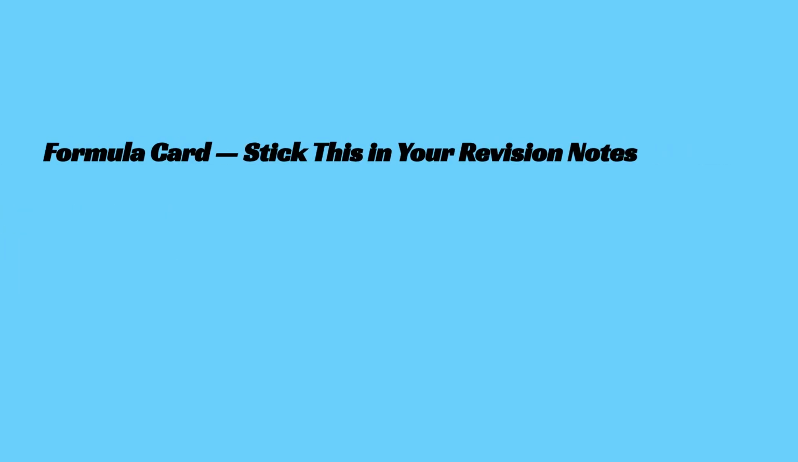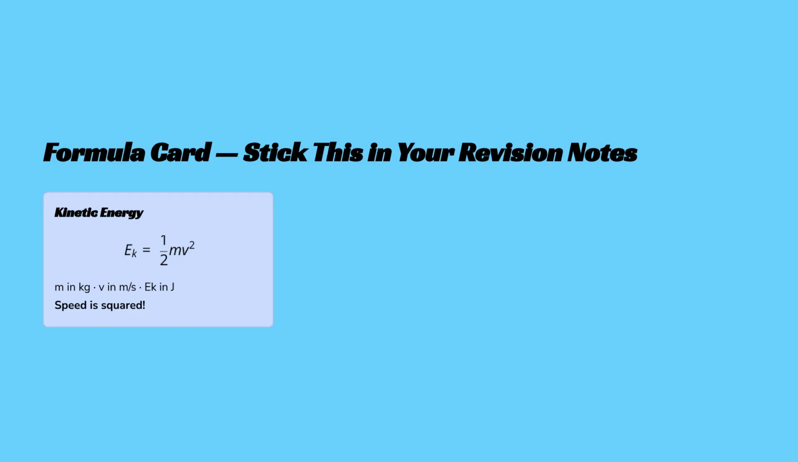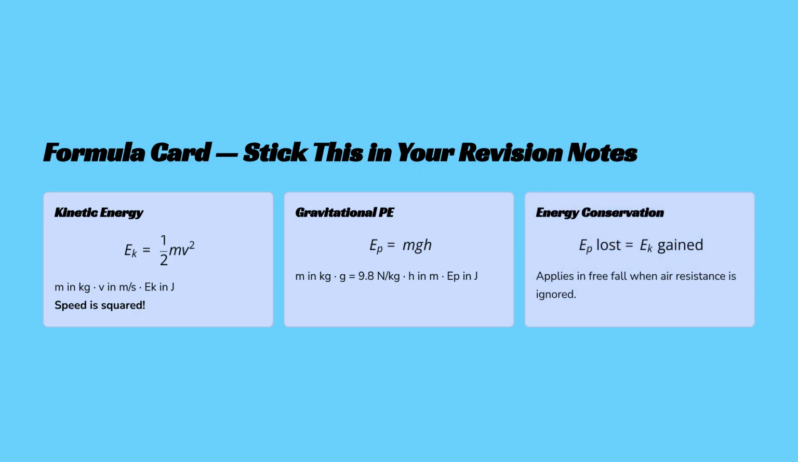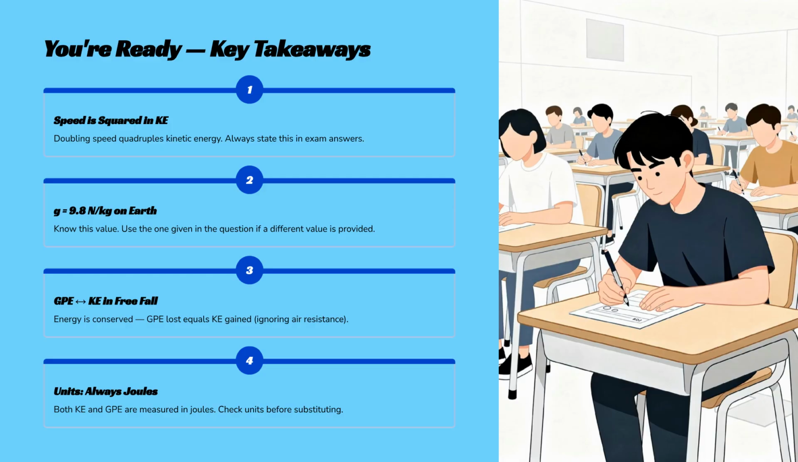Keep this formula card handy for your revision. Remember, in the kinetic energy equation, speed is squared. For GPE, use 9.8 for gravity on Earth. And remember that these conservation laws assume no energy is lost. To wrap up, remember these key takeaways. Speed is squared for KE, G is 9.8 on Earth, energy is conserved during free fall, and always double check that your energy units are in joules.